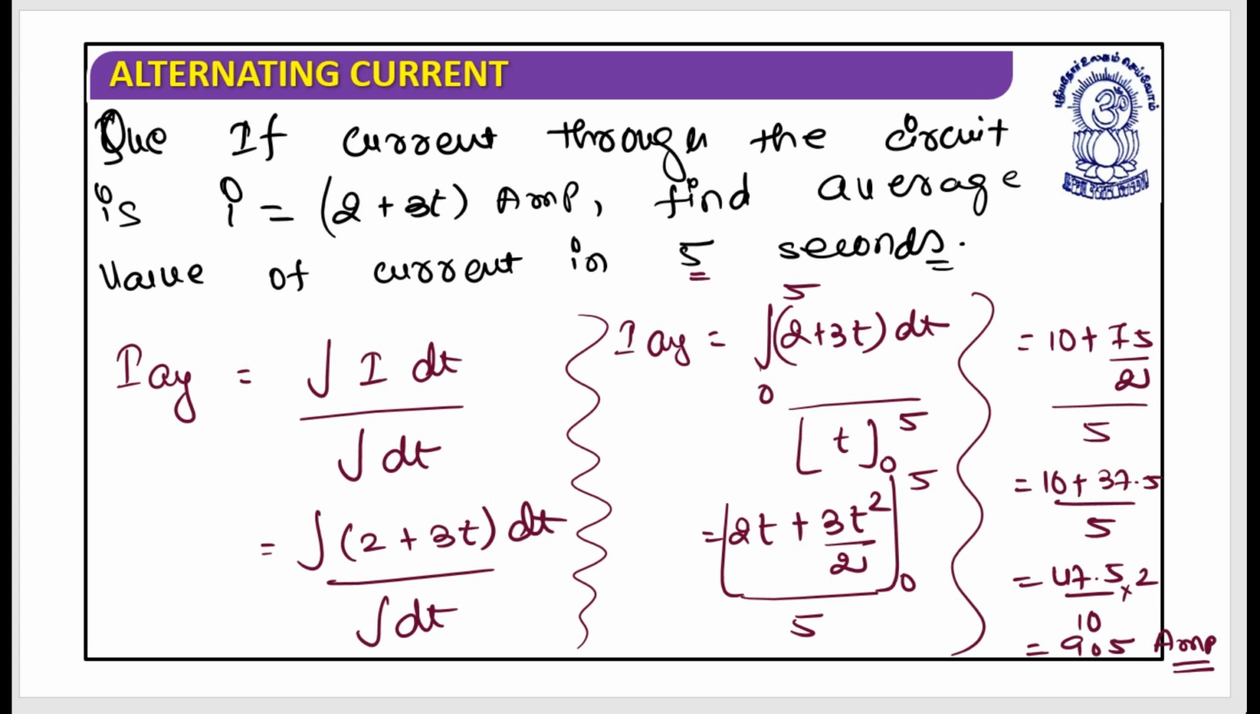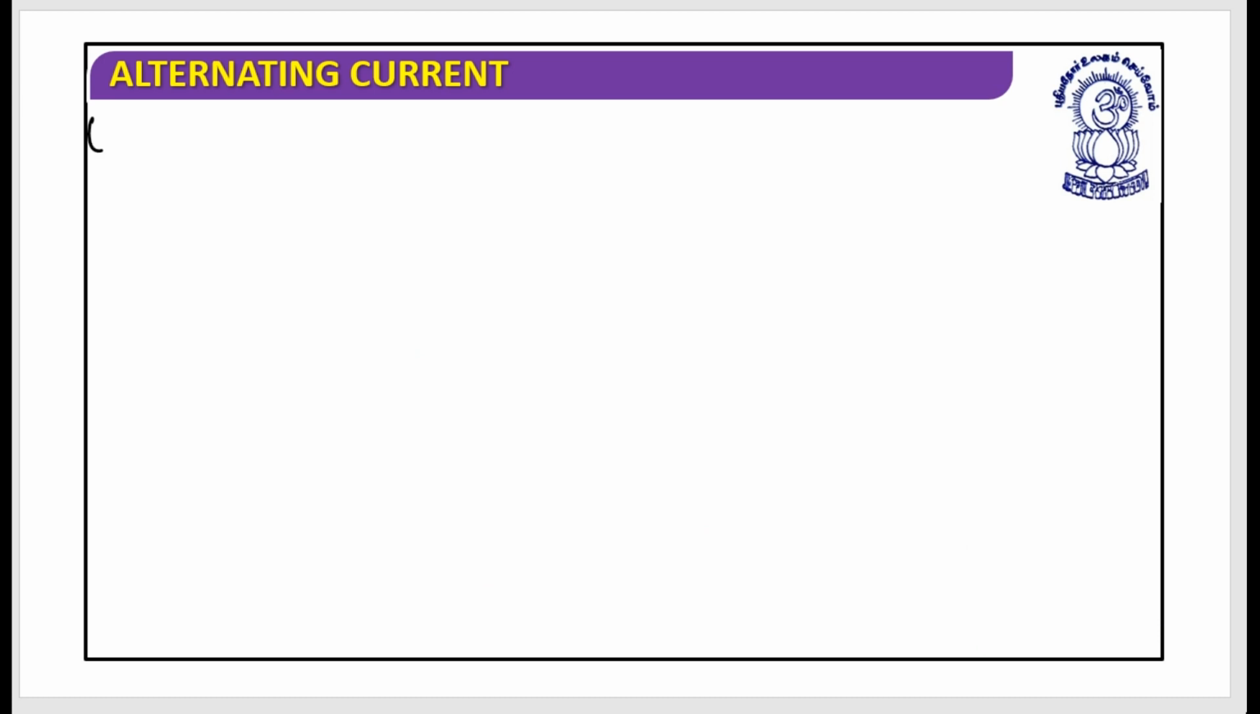So have you got this? That is how to find the average value of the current. Are you sure? Do you understand this in a better way? Are you clear with this? Great. Now let's suppose, look at this.